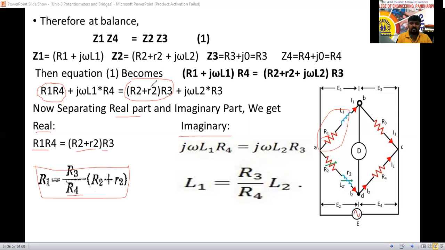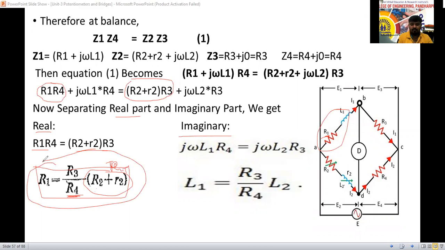Comparing with the Wheatstone bridge, the second branch resistance was R2. This R2 plus R2 is nothing but total R2 only, na? R2T. I will write that one. R2T. So again we got the equation R1 equals R2 R3 divided by R4 only. Same we got, like a Wheatstone bridge only.